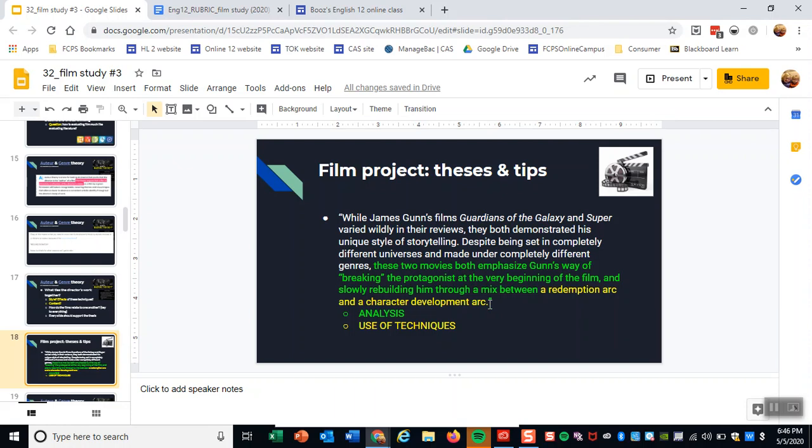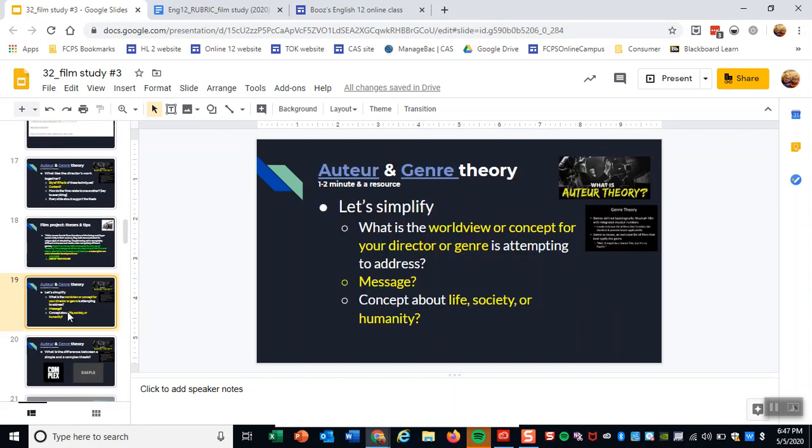And I'd like you guys to begin thinking about concepts of color and sound and light and framing and all of the elements that we talked about last week.